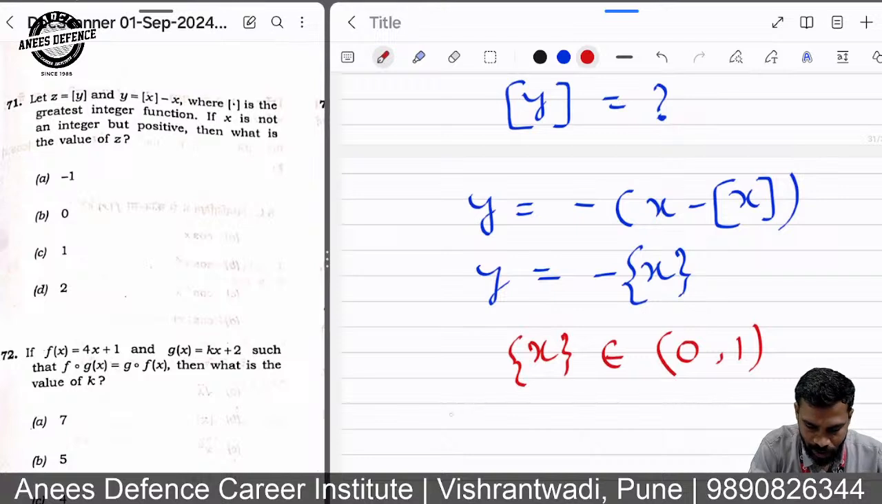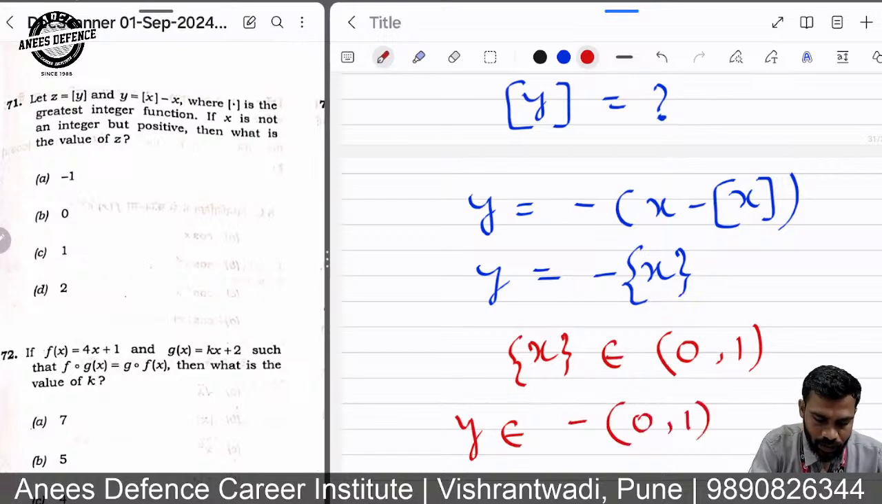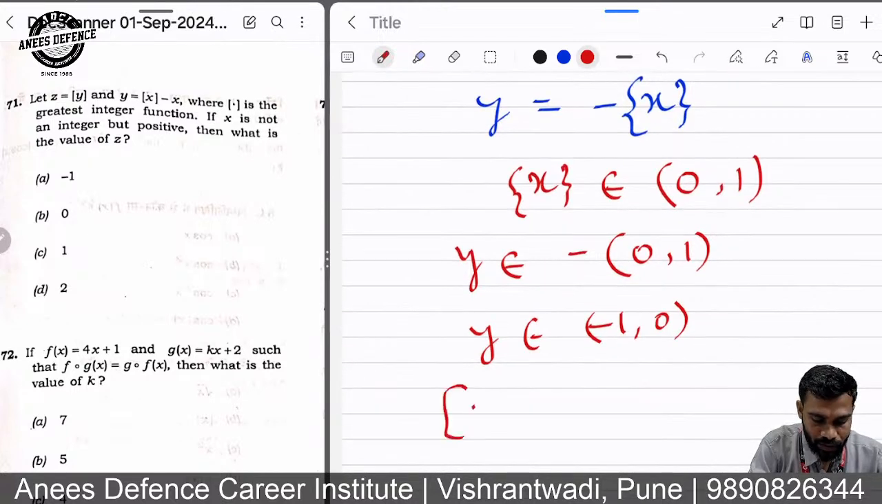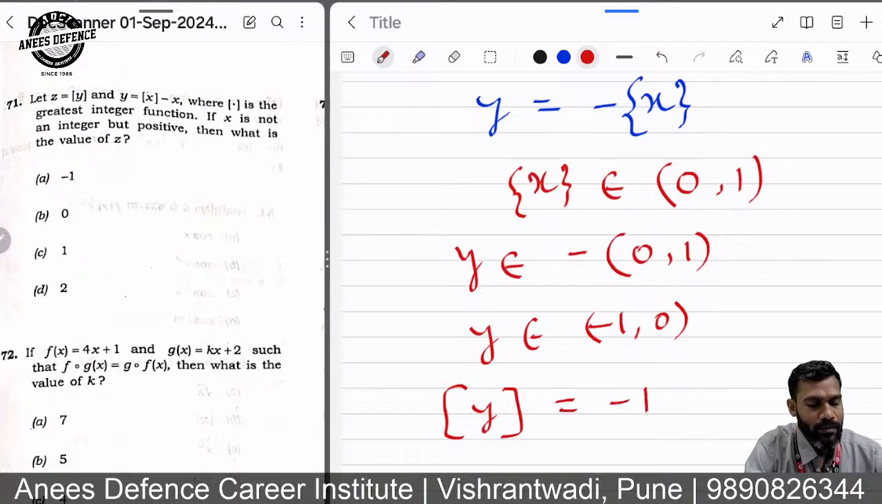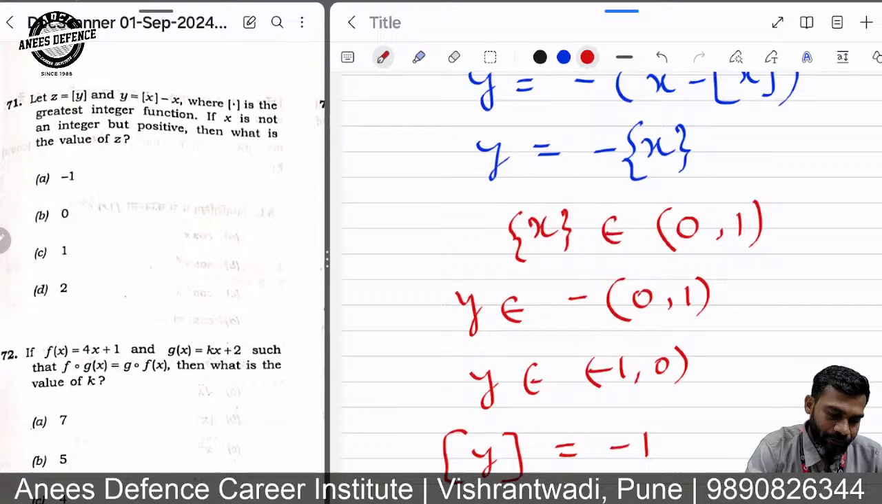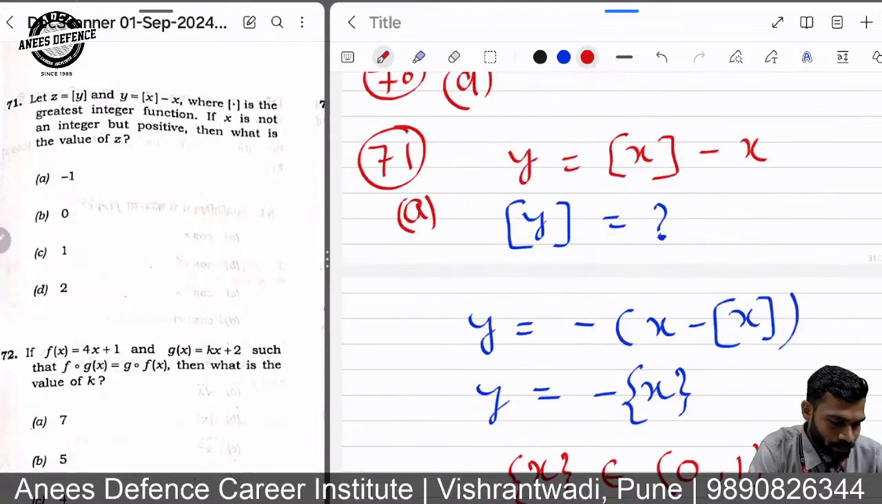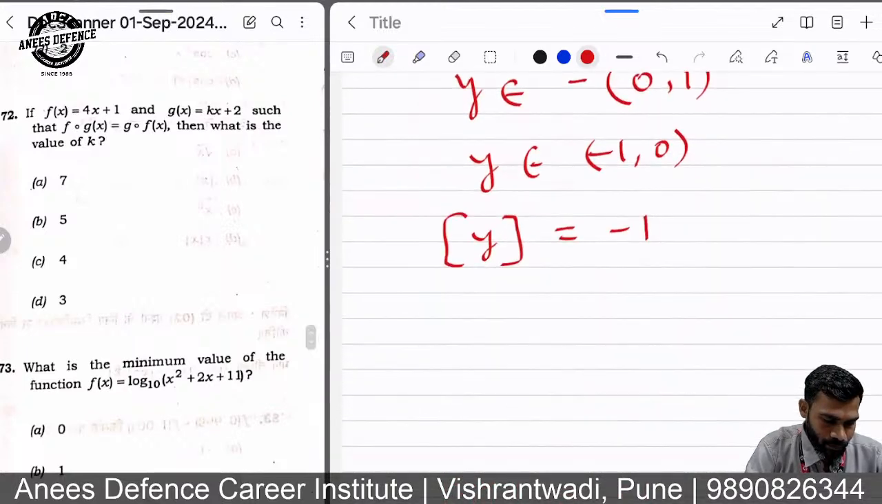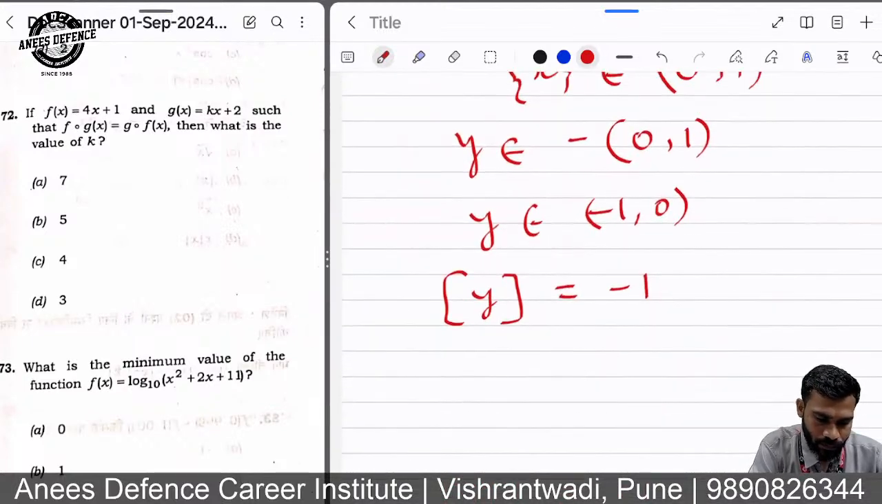Now, so y belongs to minus times 0 to 1. So y belongs to minus 1 to 0, frankly, right? So now we need to find GIF of y. That will give you minus 1. So the answer will be A. Very easy. Now 72. Question number 72.